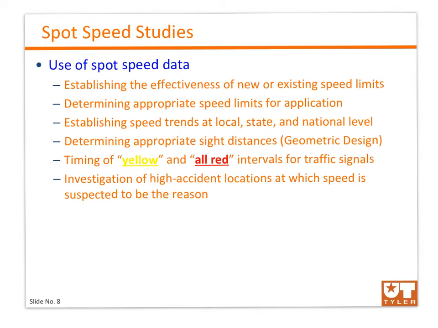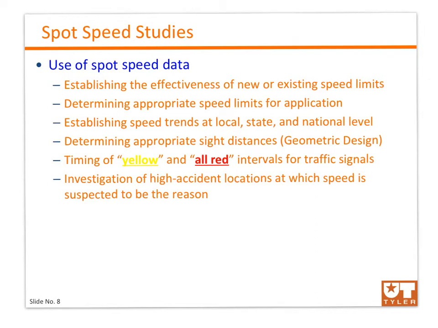So why do we need spot speed studies? There are several usages for having spot speed data. The very first one is that we need to establish the effectiveness of a new or existing speed limit. Sometimes there are complaints about the speed limit. If it's too high, maybe it's unsafe in some places, for example school zones, or if it's too low at some other places, it's too safe and everyone is saying it should be higher.